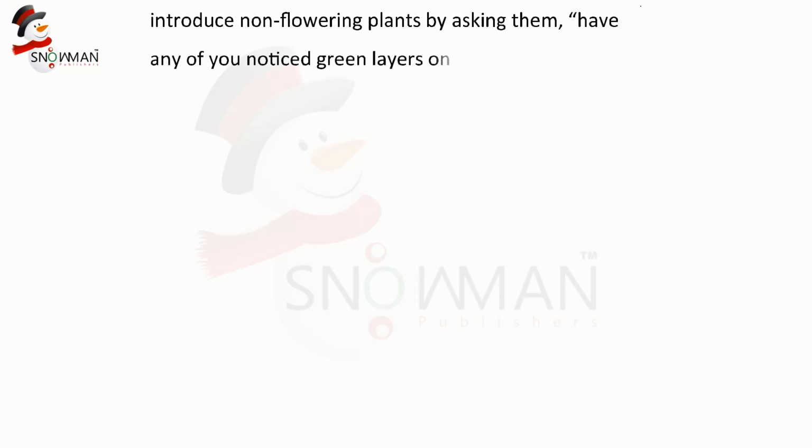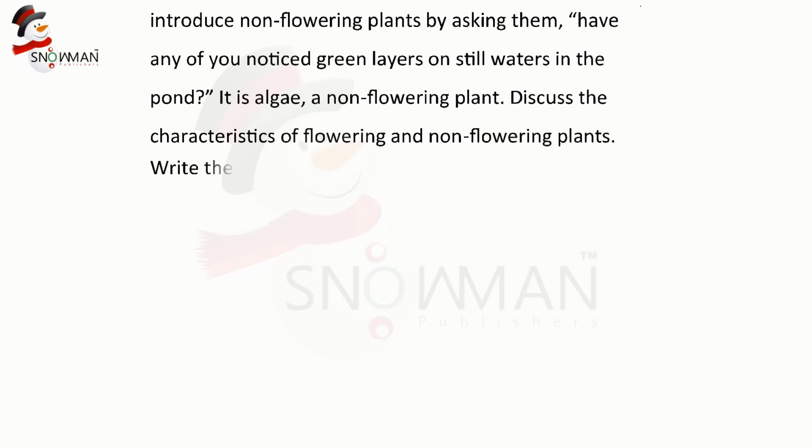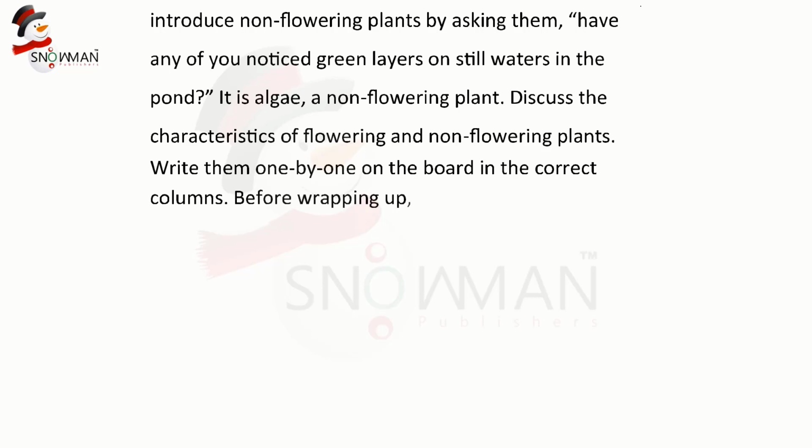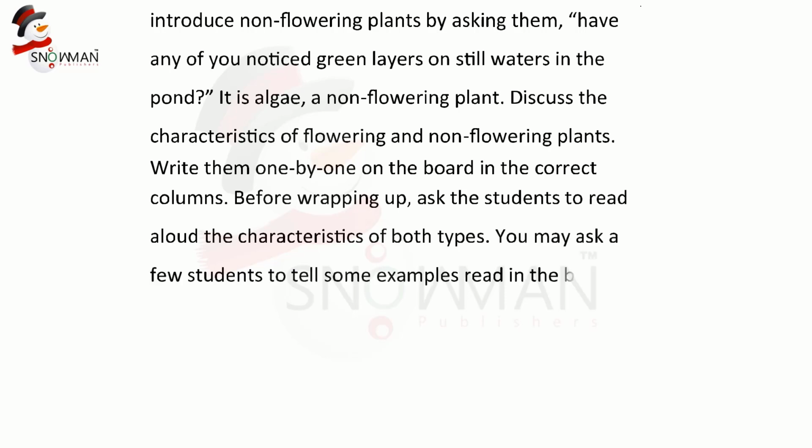Then introduce non-flowering plants by asking them, have any one of you noticed green layers on still waters in the pond? It is algae, a non-flowering plant. Discuss the characteristics of flowering and non-flowering plants. Write them one by one on the board in the correct columns. Before wrapping up, ask the students to read aloud the characteristics of both types. You may ask a few students to tell some examples read in the book.